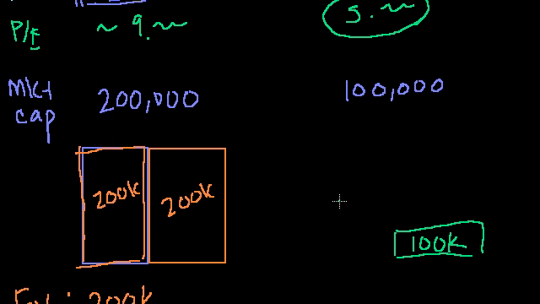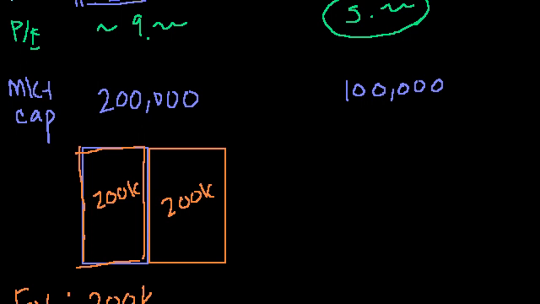But of course, this company has a lot of debt. It has another $100,000 of debt. Actually, let me draw this a little bit different. Let me see how much I can erase. Let me erase this thing. All right. So in this situation, the market is saying that its market cap is $100,000.